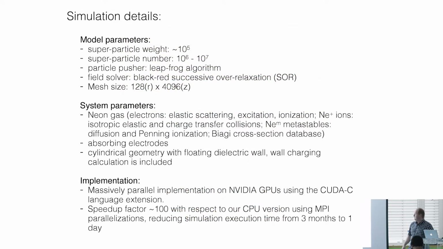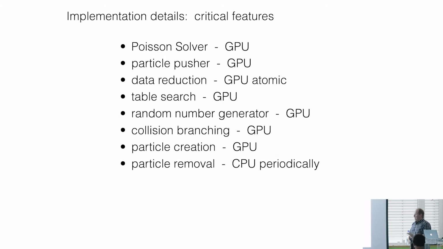A little about the particle-based simulation. In the simulations, we use a few million particles. The grid is for a long tube, so cylindrical geometry. The grid is usually in this size of a few hundred times 4,000. Neon gas with all its quantities like threshold energies and cross-section data. And we use the CUDA language to accelerate it on GTX cards.